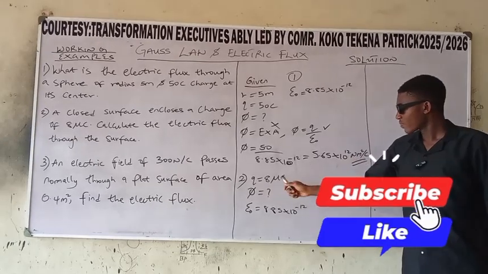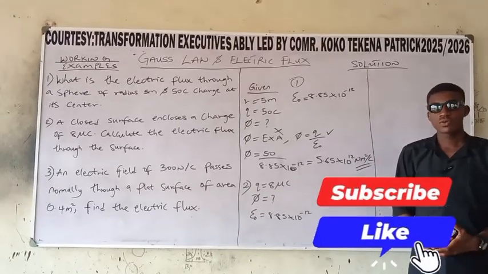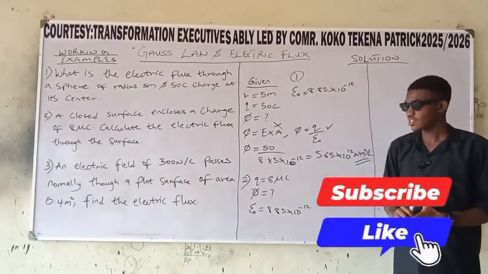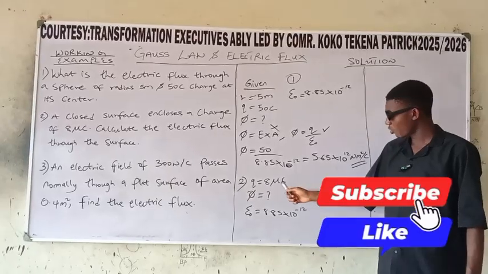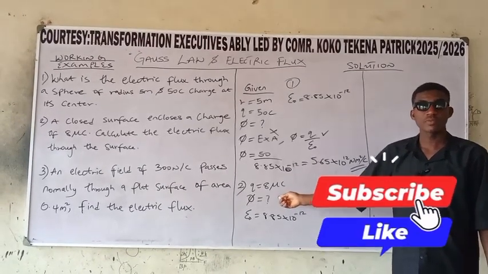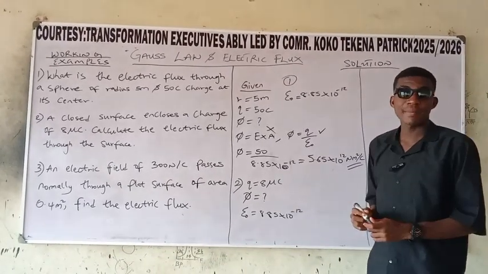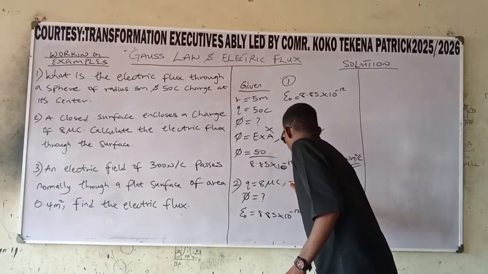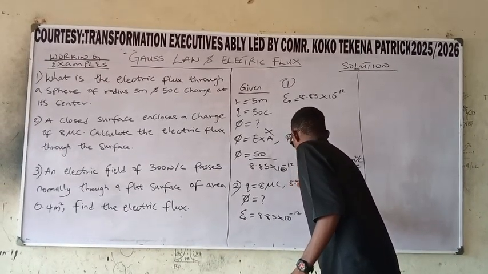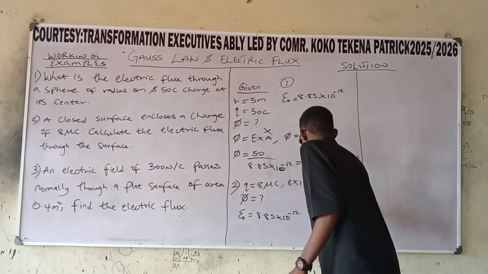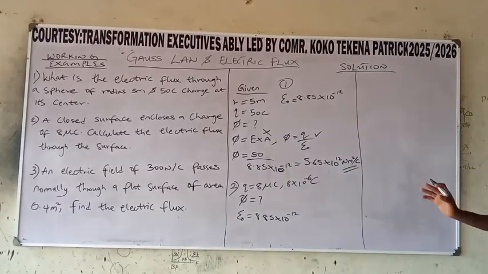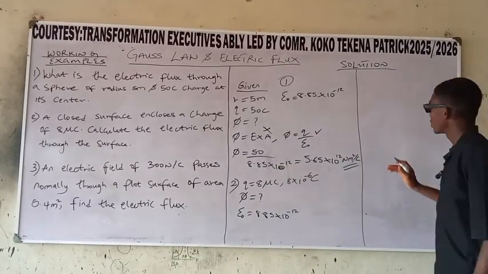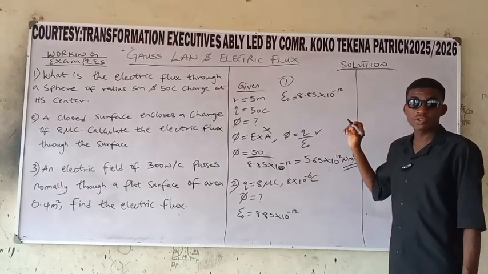And take note, what is the SI unit for charge? Coulomb, right? Not microcoulomb. So we need to convert this to coulomb, and to convert that, you have to multiply by 10 raised to power minus 6. So our Q now is 8 times 10 raised to power minus 6 coulomb. Now, this looks perfect. So, let's substitute our parameters.